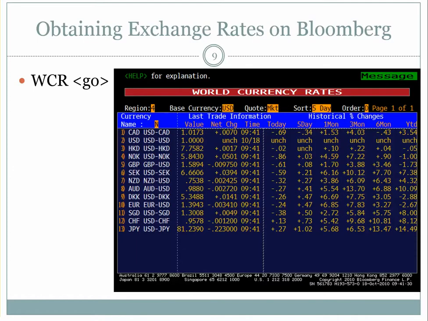Here's from a Bloomberg screen. So this shows, say, the US dollar price of a New Zealand dollar, Singapore dollar price of a US dollar, kroner price of a US dollar, dollar price of a pound, and so on.